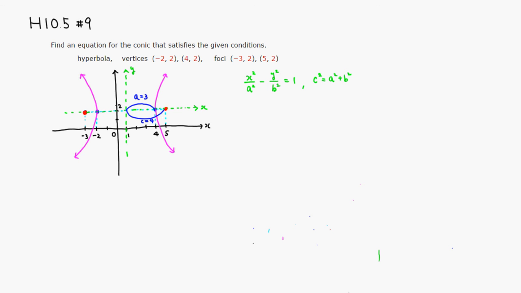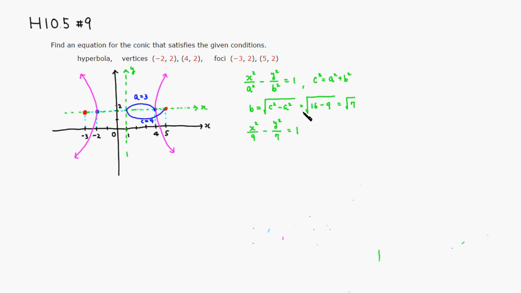So we can use the equation to find the b value. b is going to be the square root of c squared minus a squared. In this case, c is 4, so 4 squared is 16. a is 3, so 3 squared is 9, so we get the square root of 7. Then we have this equation: x squared over a squared, which is 9, minus y squared over b squared, which is 7, is equal to 1. So this is the equation without shifting.